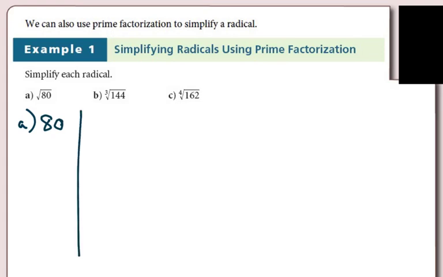So we'll do that just like we always have. Divide by 2, we get 40. Divide by 2, we get 20. Divide by 2 again, get 10. Divide by 2 again, get 5. Divide by 5 to get 1.